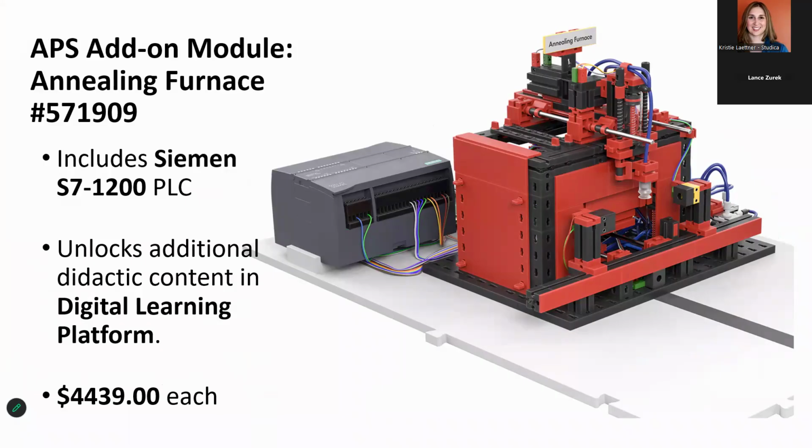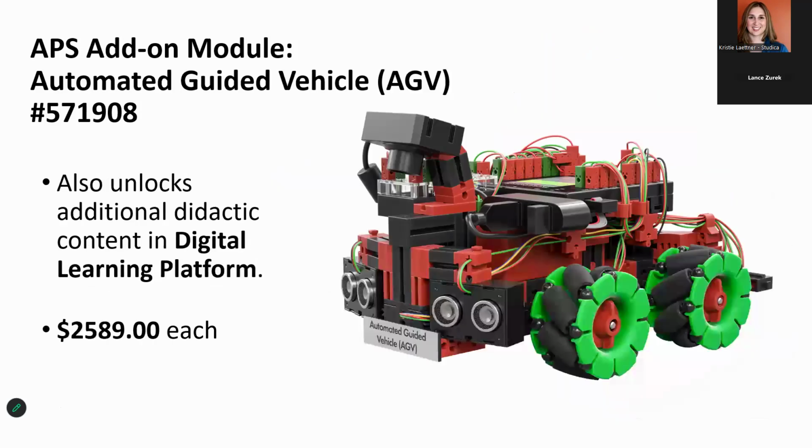$4,439. The automated guided vehicle, the AGV add-on, which again also unlocks its own additional didactic content in the digital learning platform. The cost for this model is $2,589.